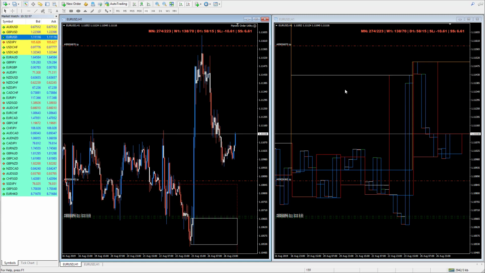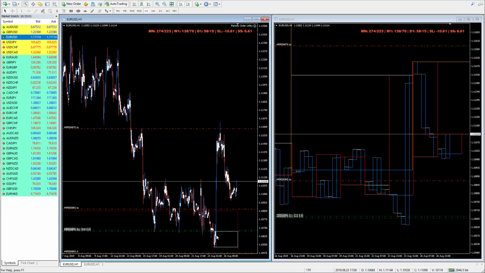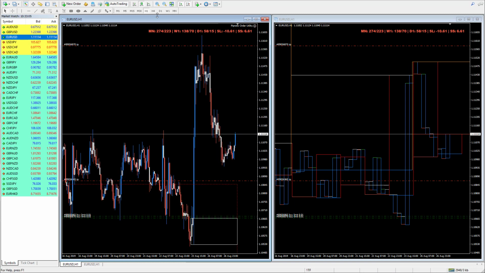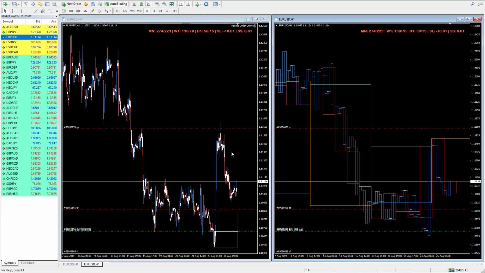Okay, let's go and have a look at the Euro US dollar and see what's going on there. So if we zoom out a little bit, this is maybe not such a good example. Yeah, okay, this is a good enough example. Let's have a look here. And you can see that price went up to this level here.